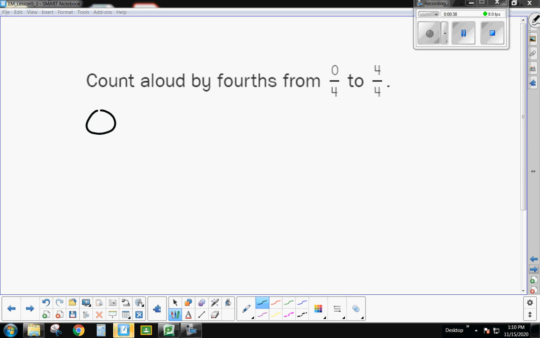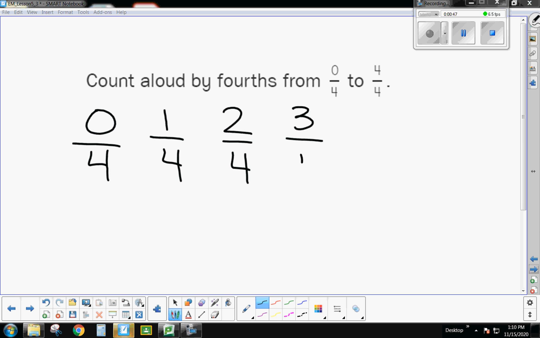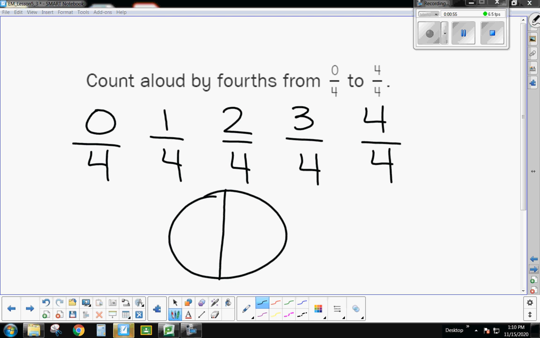So we've got 0/4, 1/4, 2/4, 3/4, and 4/4. Now I'm going to draw this in a picture format. I'm going to go ahead and divide it into fourths. And let's look at what this looks like as we skip count again.